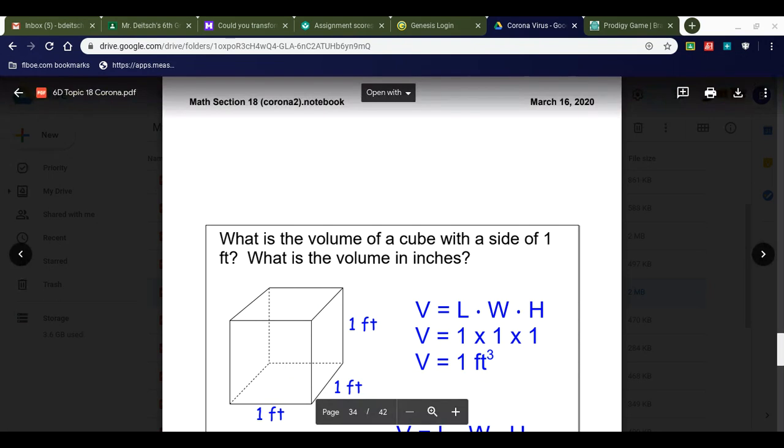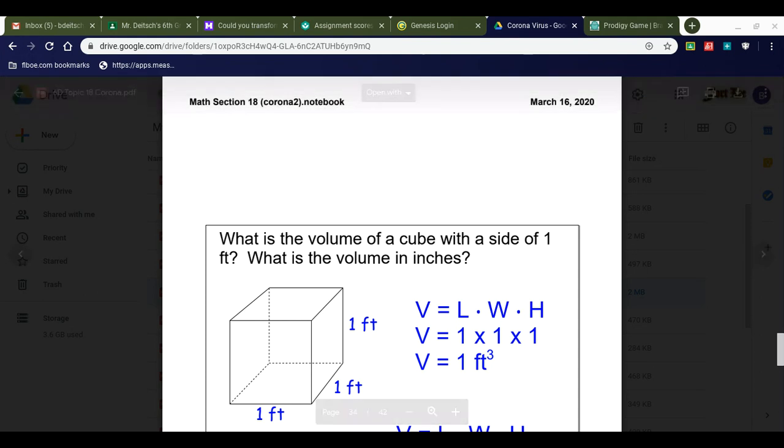Okay, so here is a cube that is 1 foot. So 1 foot times 1 foot times 1 foot. So I plug it into the formula. 1 times 1 times 1 is 1 cubic feet, or 1 cubic foot. So a lot of times when people ask, well, what is it in inches? People say, well, 1 foot is 12 inches, so it's going to be 12 cubic feet.